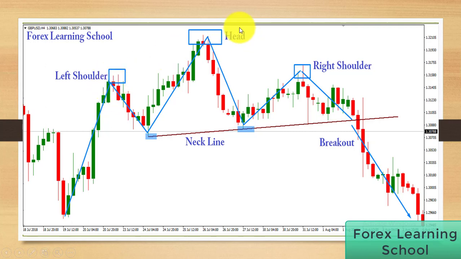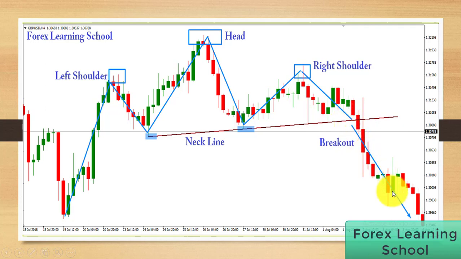The head is the second peak and is the highest point in the pattern. The two shoulders also form peaks but do not exceed the height of the head. With this formation, we put an entry order below the neckline. We can also calculate a target by measuring the high point of the head to the neckline. This distance is approximately how far the price will move after it breaks the neckline.